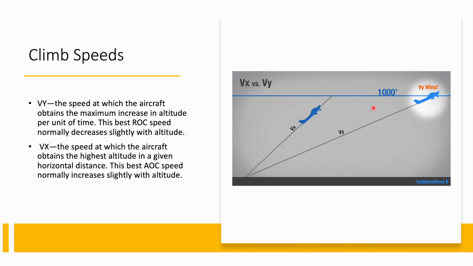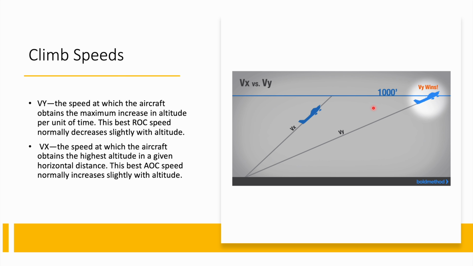So really good visual comparing VY and VX. So VY is going to be your best rate of climb, meaning you can get the most altitude in a given amount of time. So if you were to set a timer for each of these airplanes, VY would get to 1,000 feet sooner. Now if you're just measuring horizontal distance from the runway, VX would get to 1,000 feet sooner than VY.